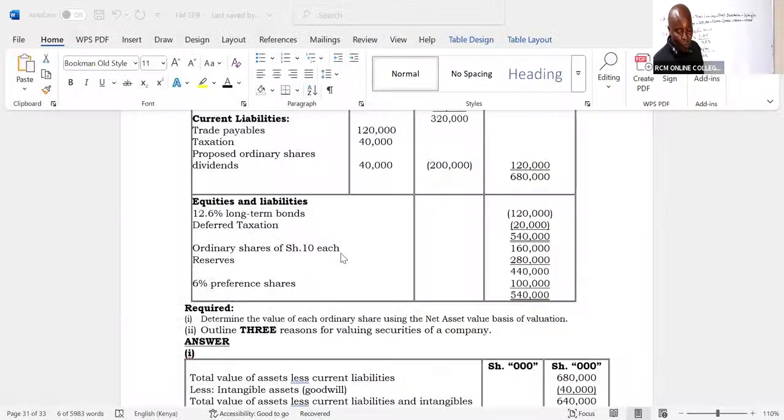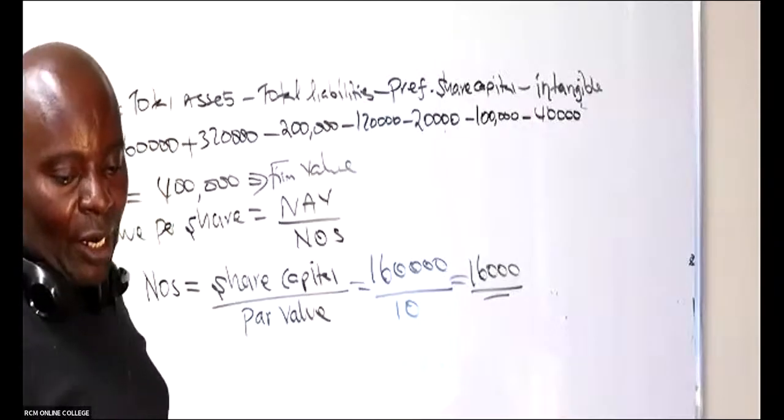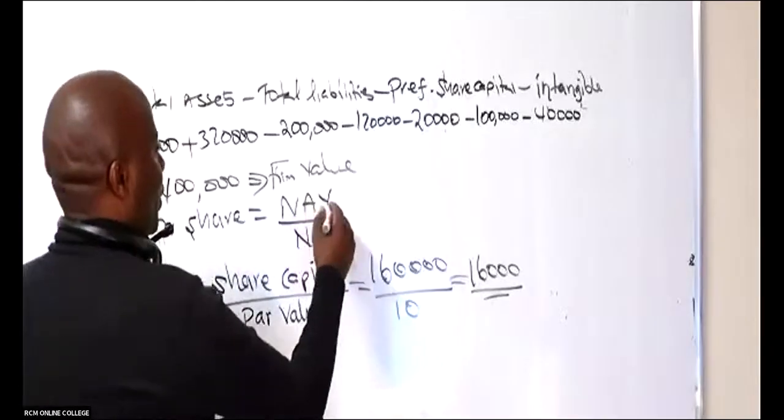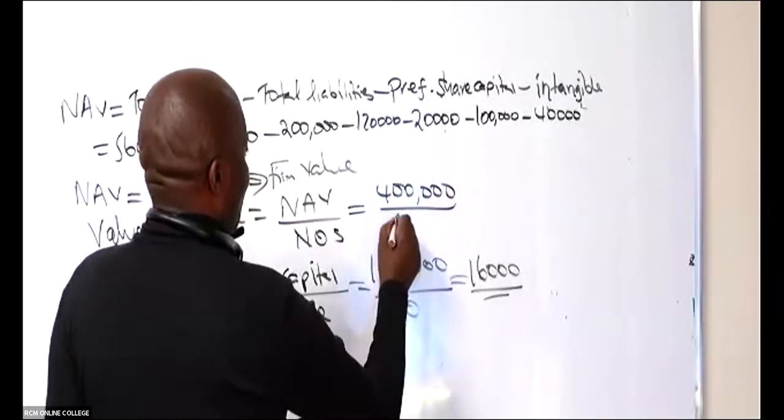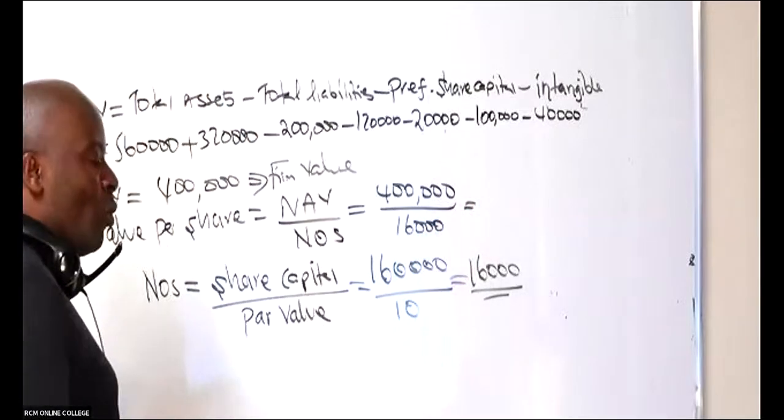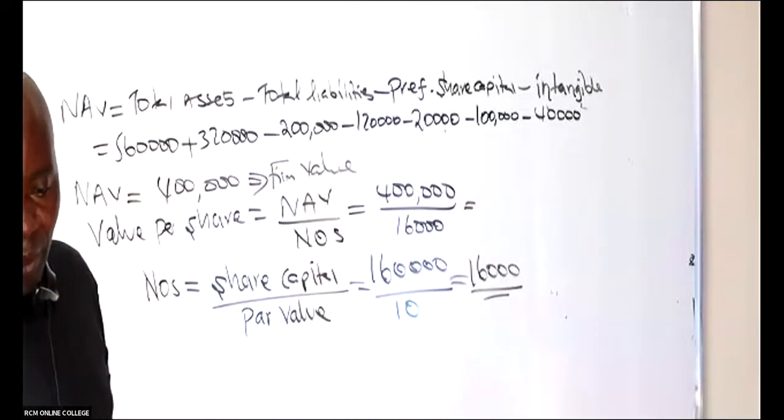If you look at the balance sheet we are given, it has ordinary shares of 10 each. The 10 is the par value. The share capital is 160,000. So 160,000 divided by 10 gives me 16,000 shares. Once you get that, you can give us the NAV, which is 400,000. You divide this by 16,000 shares, which will end up giving me what value at the end of the day?